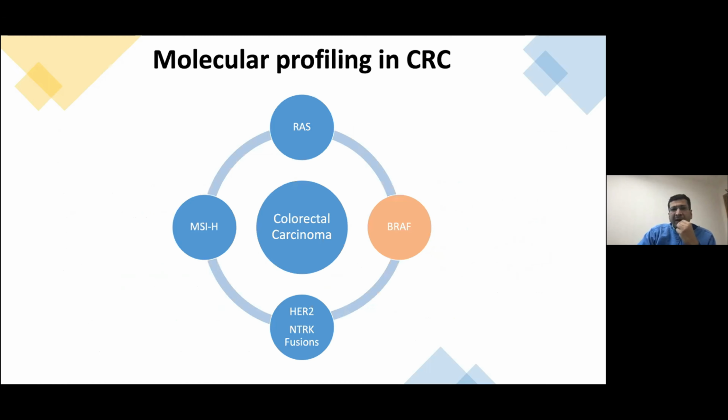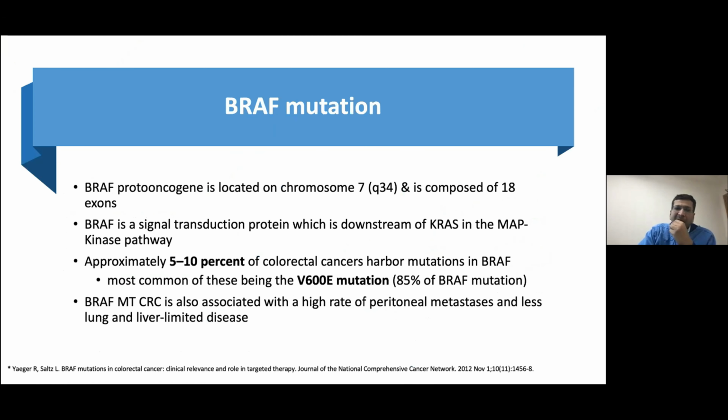BRAF, again, is present in approximately 5 to 10% of colorectal patients. The majority of BRAF mutations are V600E, and otherwise non-V600E mutations are also there. But what is their exact role? Whether the presence of a non-V600E mutation is equivalent to the mutation not being there, we do not know. But they have a very typical way of spreading. They have a very high rate of peritoneal metastasis and less lung and liver limited disease.